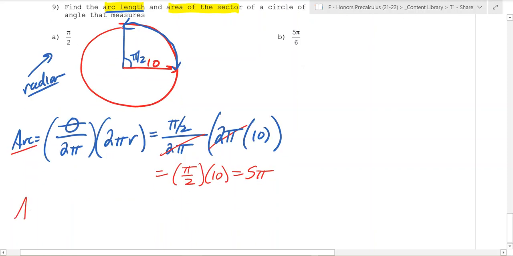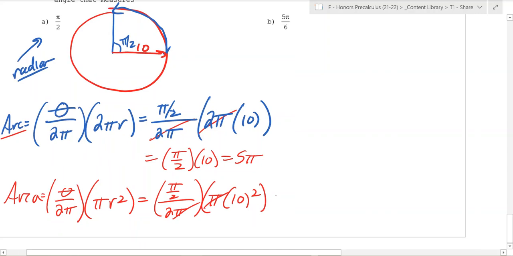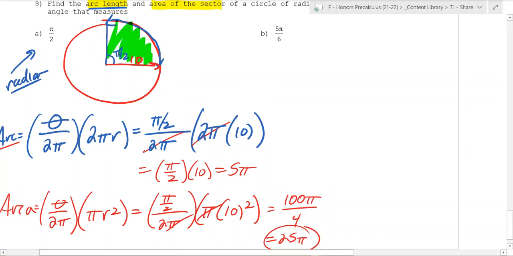Now what's the area? The area is going to be very similar. It's going to be equal to theta over 2 pi, which is the part of the area of the circle. But what is the formula for area? Pi r squared. So in this case, it's going to be pi over 2 over 2 pi times pi times 10 squared, and you just have to simplify this. The pi's cancel. You end up with 100 pi over 4, so you end up with 25 pi. So that's the area of this sector right here.